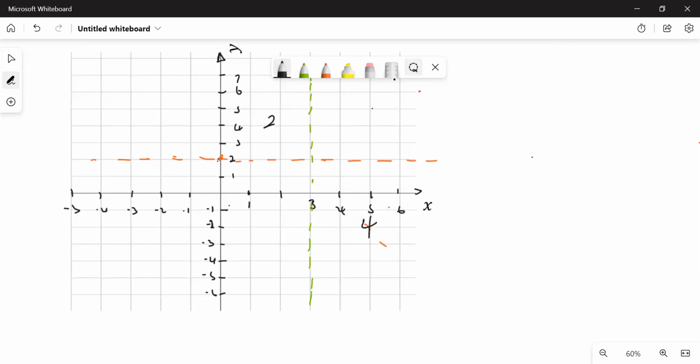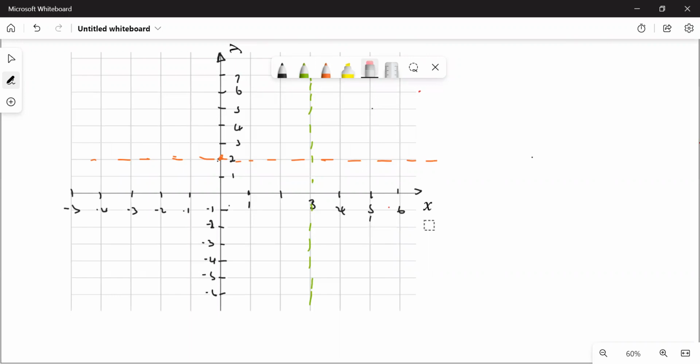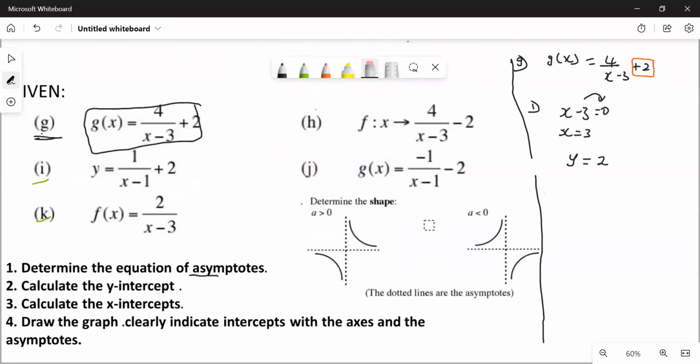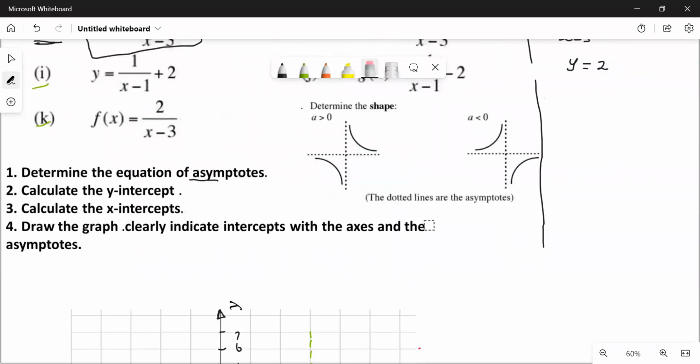Is that clear? Okay, now that we have this one, and we did this one since yesterday, the next thing that we can do is to determine the x-intercept. Oh, we can determine the y-intercept. It's not the first time you see the word y-intercept.